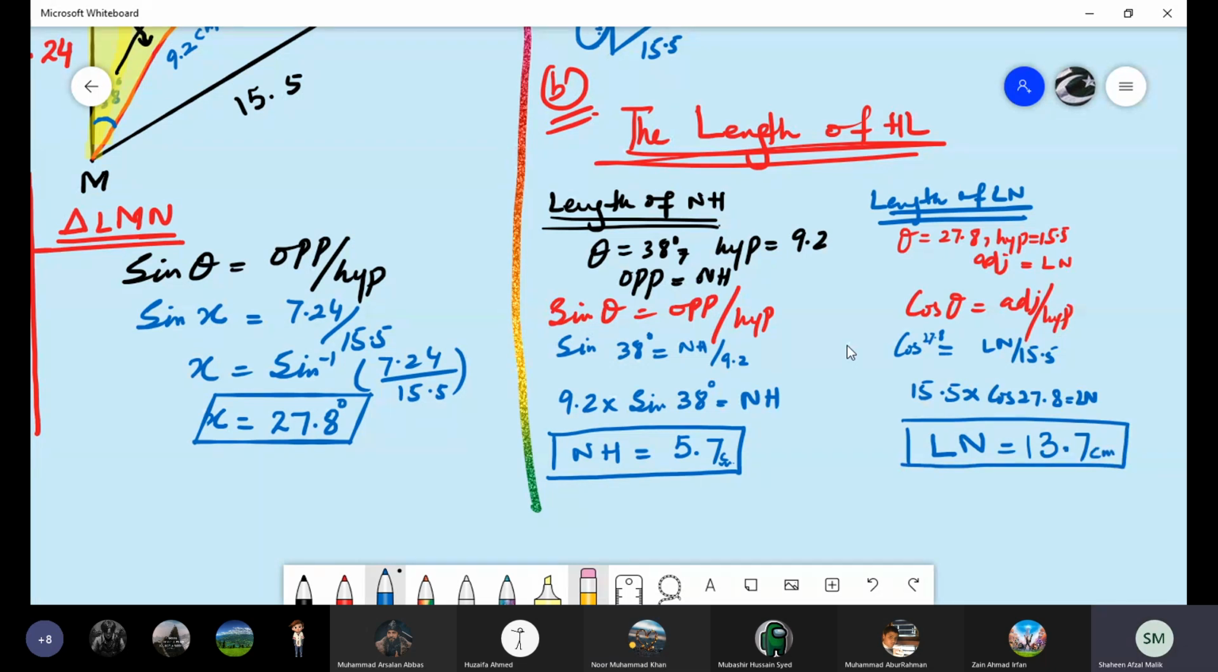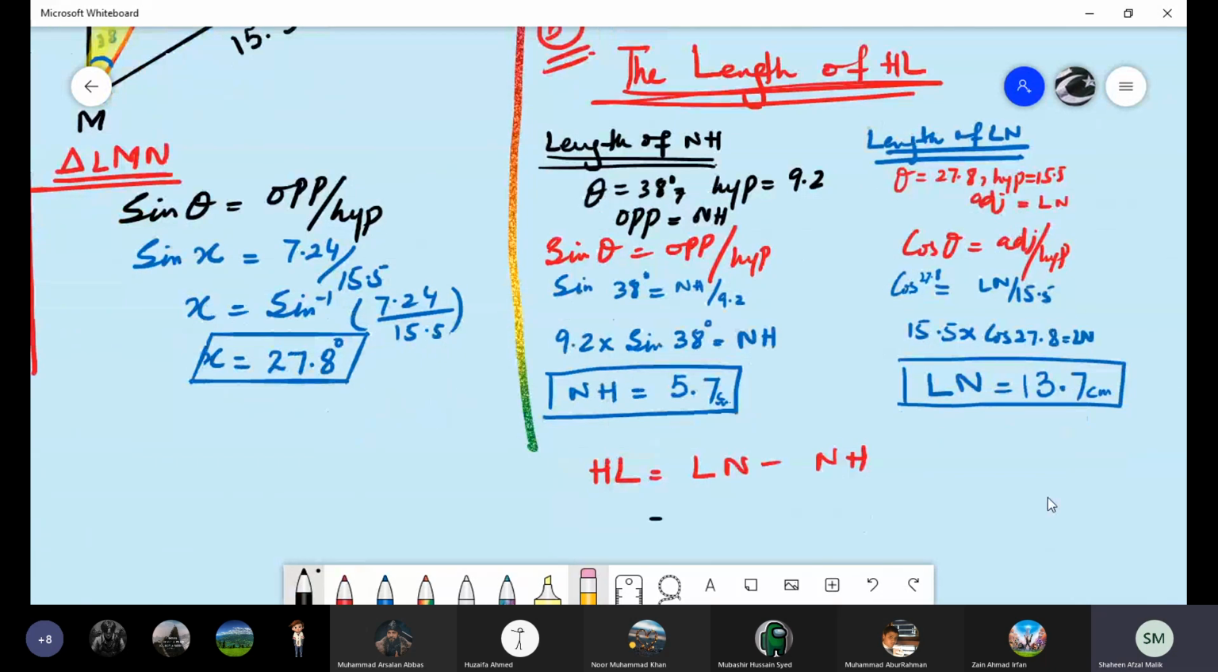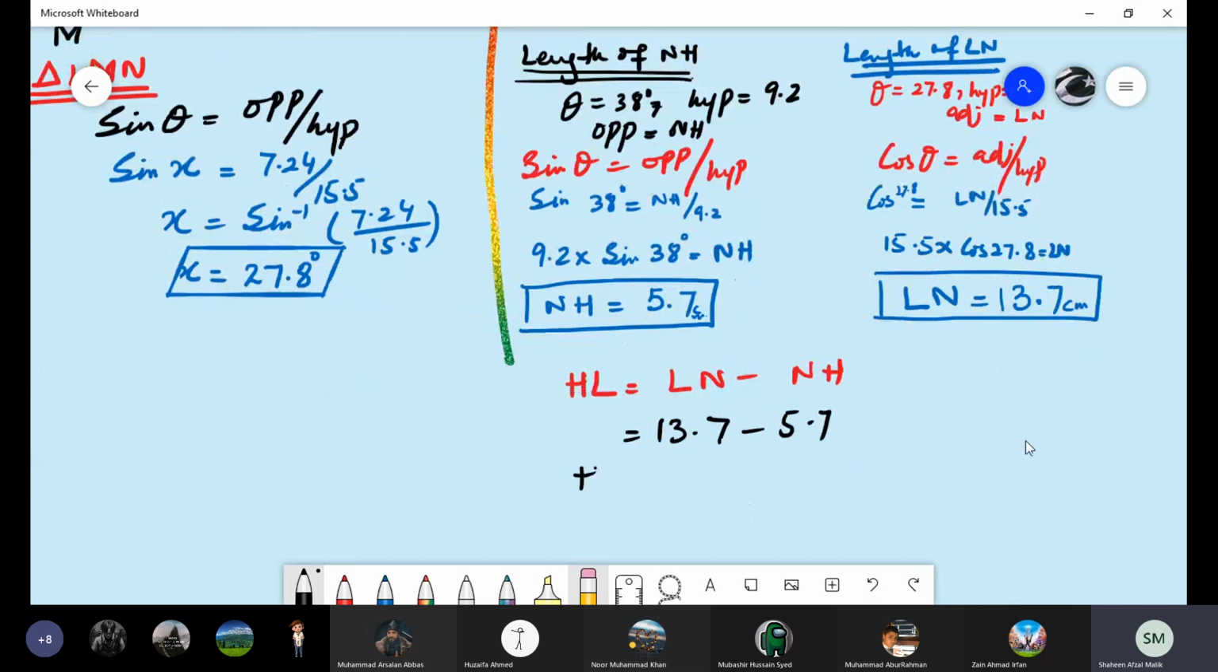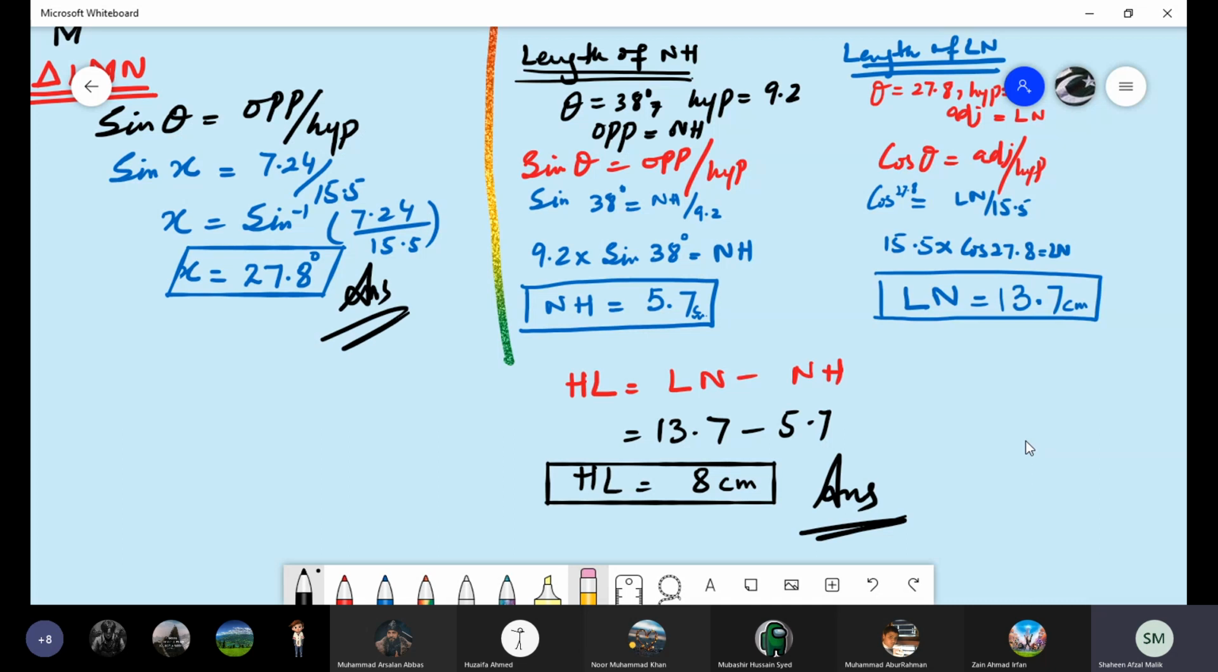Now can you find out HL? Subtract the values. HL is equal to LN minus NH. So just substitute the values here. It will be 13.7 minus 5.7. So how much will HL be? 8. HL is equal to 8 centimeters. This is the final answer of your B part. This is the final answer of your first part.